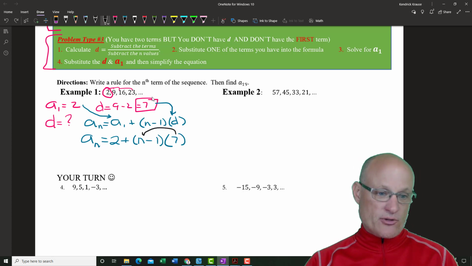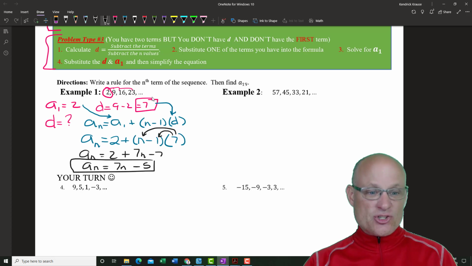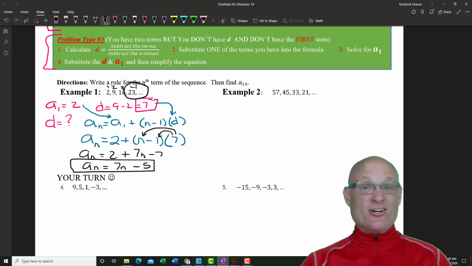So here's what we're going to do. I'll do this one slowly, and then I'll do the next one a little bit faster. So a sub n equals 2 plus 7n minus 7, because I'm going to distribute the 7 here. And then I'll just write it like this. A sub n equals 7n minus 5. I like to check it real quick. If we look up to these things, this is n equals 1, 2, 3, 4. So if I plug a 4 into this equation, I better get 23 out. So 7 times 4 is 28, minus 5, 23.